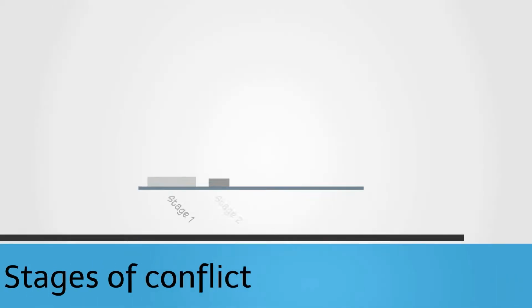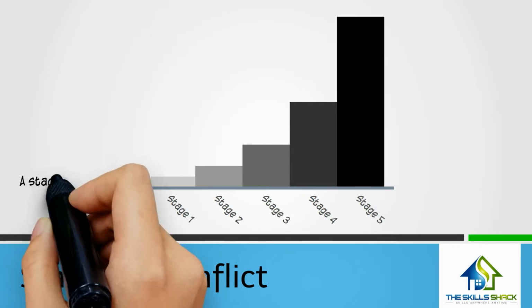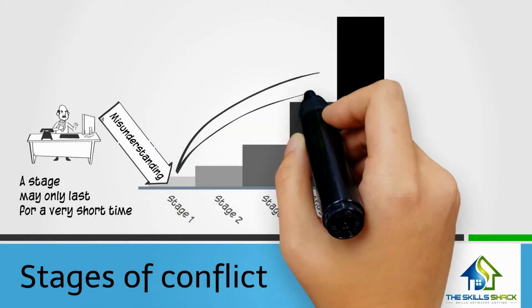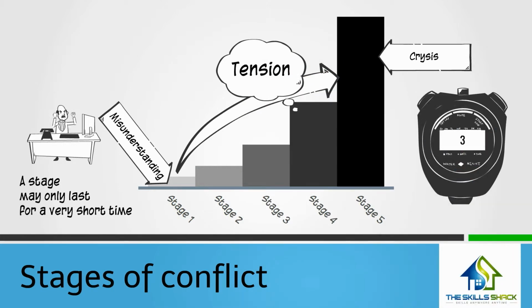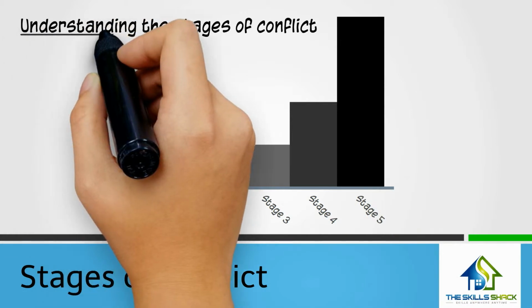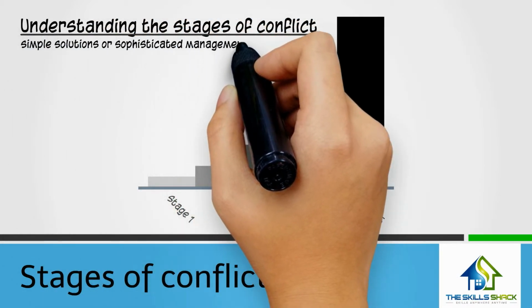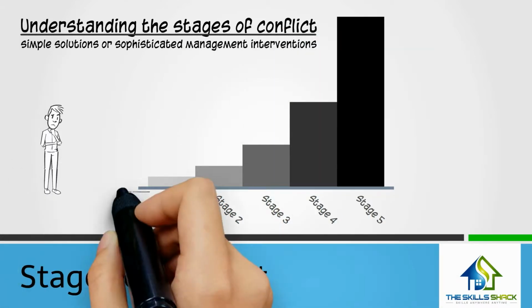Conflict usually moves through stages, but it doesn't have to go through all 5 stages to occur. A stage may only last a very short time. For example, an aggressive person could go from a misunderstanding very quickly to a crisis. The tension they felt may have lasted for a few seconds before they reach crisis point. Understanding the stages of conflict can help you decide whether there is a simple solution or more sophisticated management intervention is needed. So let's look at the stages of conflict and how you might react.